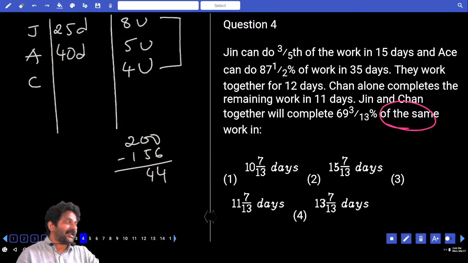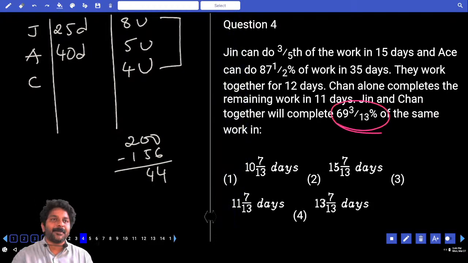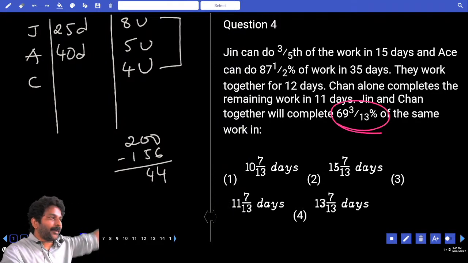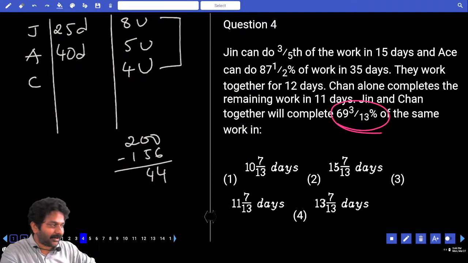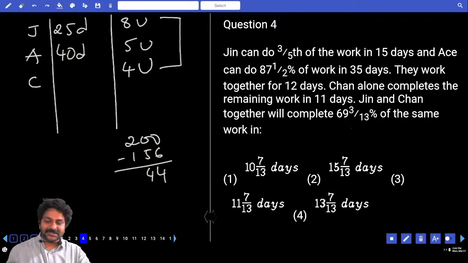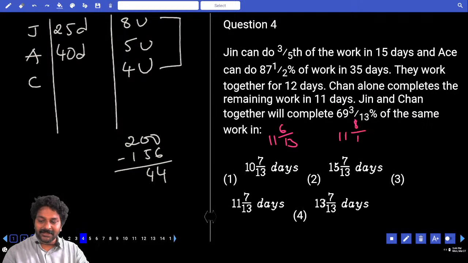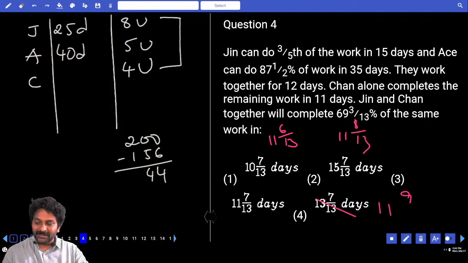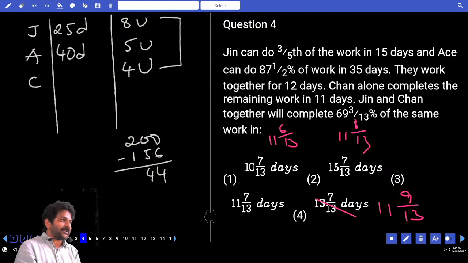If you want to get the exact answer, you need to convert the mixed fraction to improper and then calculate that percentage on 200, which is really not required. See, options are something like this: 11 6 by 13, 11 8 by 13, 11 9 by 13. If they are that close, then we need to find out the exact answer.